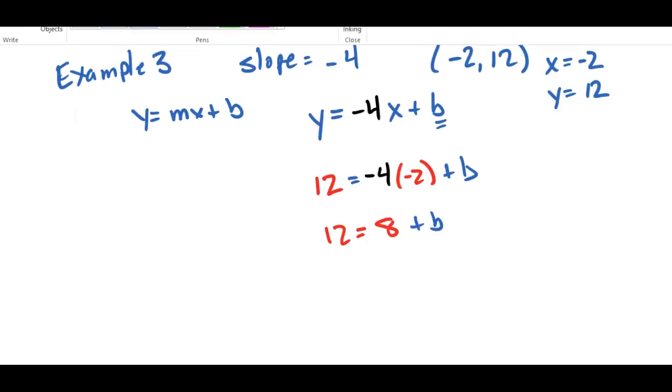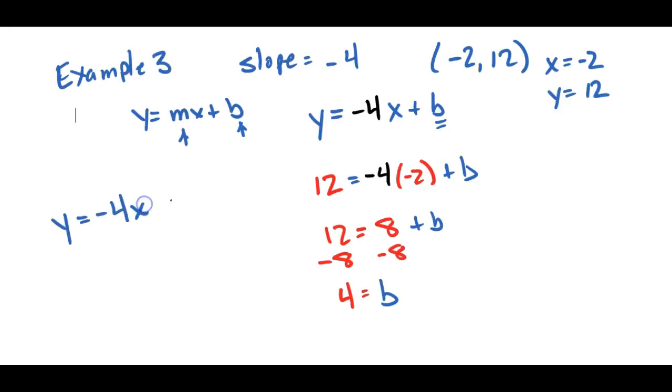Now I want to solve for b. I want to get b by itself, so I need to get rid of this 8. So we subtract 8, and what I do to one side, I have to do to the other. So I get that b is equal to 4. So now I know my equation. If I plug in the slope here and my y-intercept here, I get the equation y is equal to negative 4x plus 4. There's my slope. There's my y-intercept.